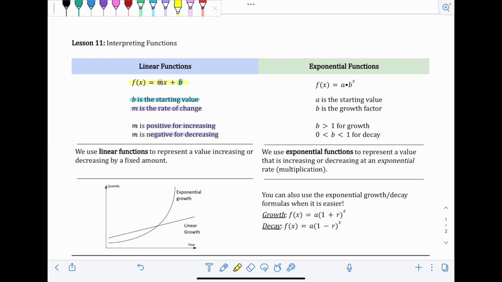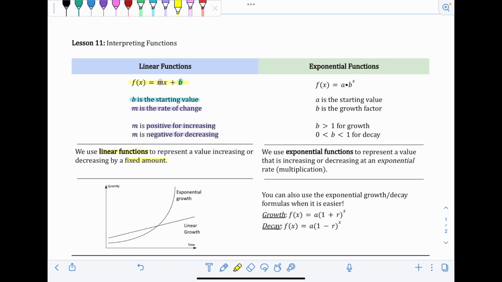So we use linear functions to represent when a value is increasing or decreasing by a fixed amount. Anytime there is a consistent rate of change, or a consistent slope or change overall, that would be something that's linear. So if you drive for 2 hours at 55 miles per hour the whole time, like you're on cruise control, that would be a linear function.